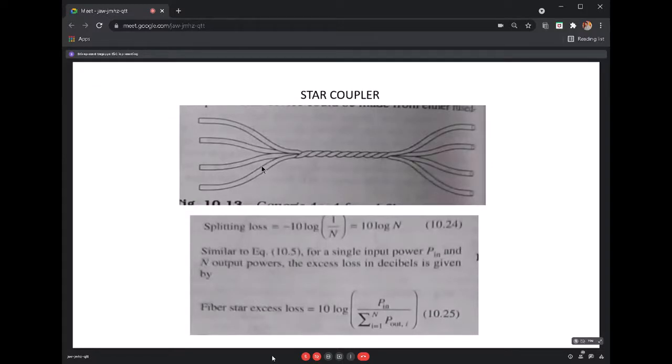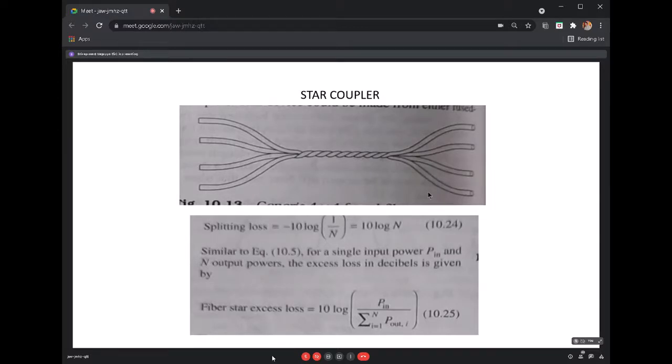So next come the star couplers. What is this star coupler? Why do we need a star coupler? Here in this diagram you can see many fibers being twisted, and at the same time the fibers are being drawn out, similar to the earlier 2x2.